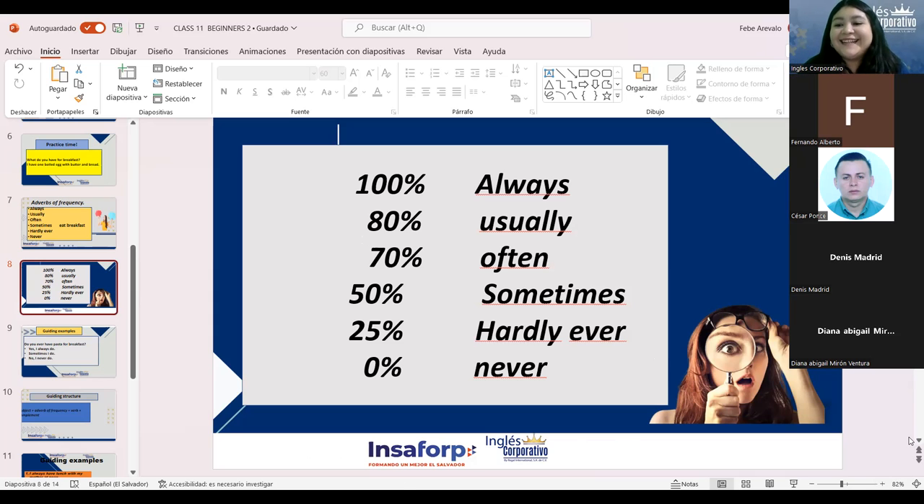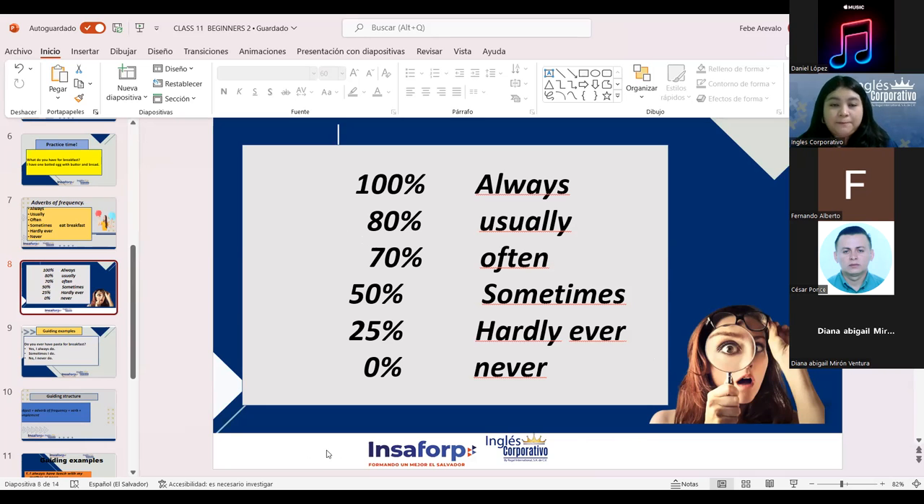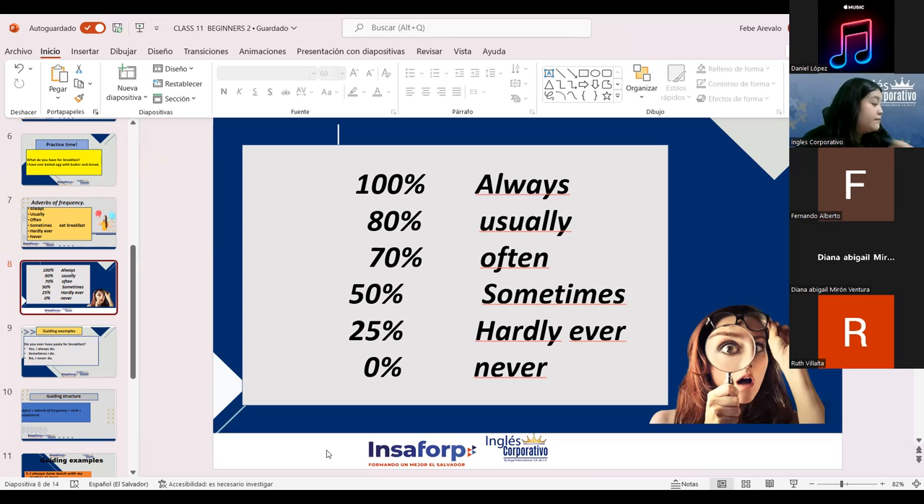Okay. Now, let's check. Do I have any volunteer? ¿Tengo algún voluntario? Great. Mr. López, action. 100%. Always. 80%. Usually. 70% often, 50% sometimes, 25% hardly ever, 0% never. Very good, excellent, Daniel, great job.